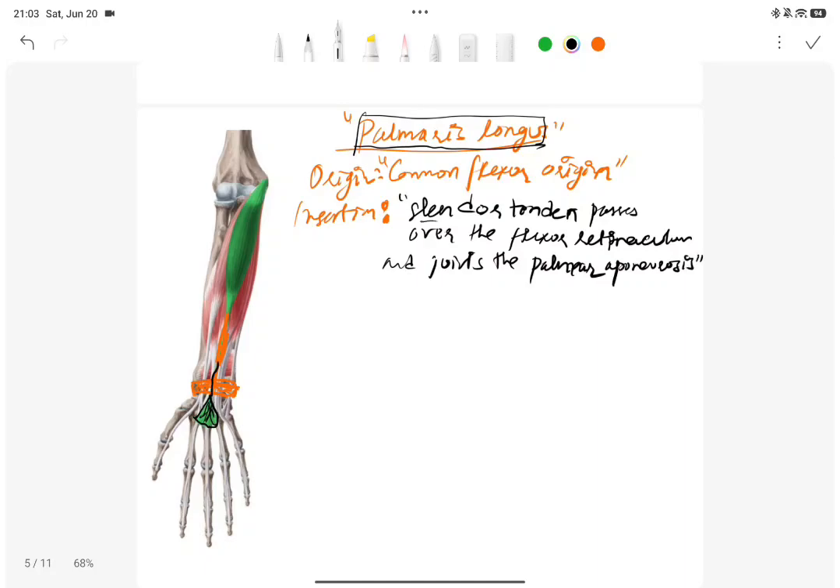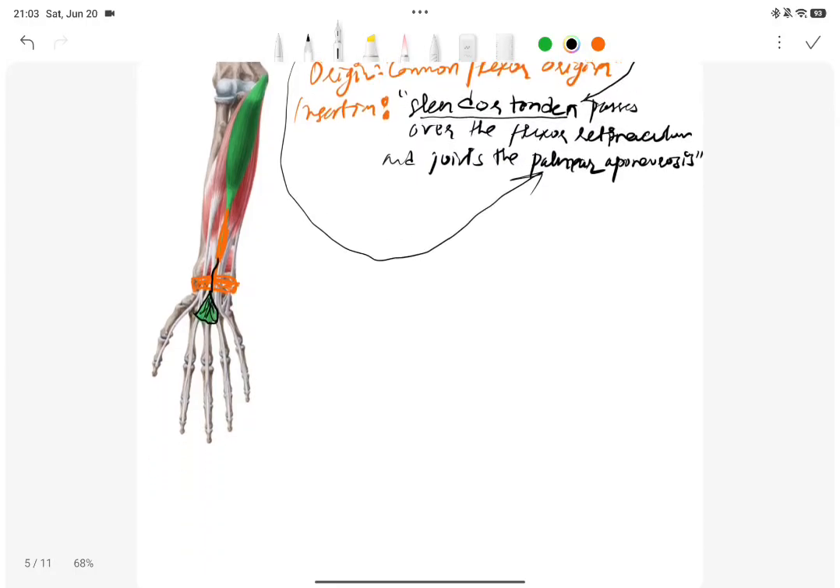So because it contains the slender tendon. So slender tendon भनेको लामो टेन्डन हुन्छ. That is called longus. Palmaris aponeurosis मा टाँसिने हुनाले palmaris. This is longus palmaris longus. So यसरी चाहिँ यसको nerve supply.